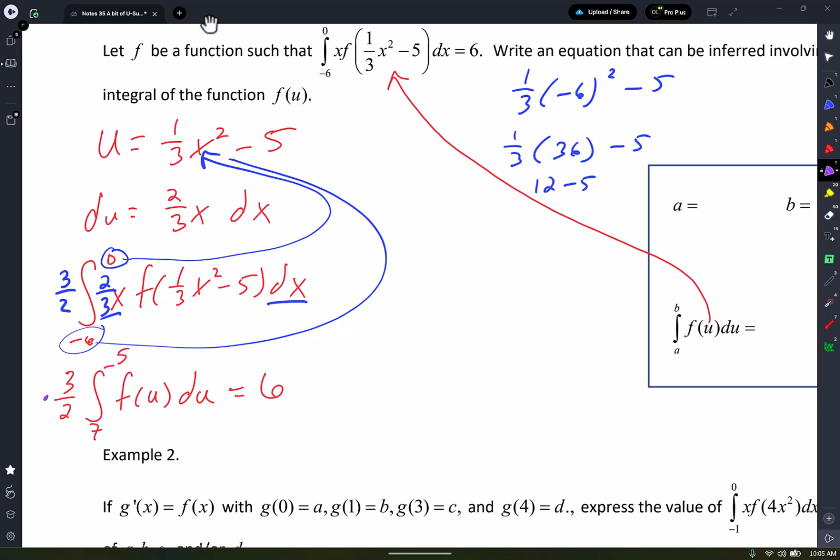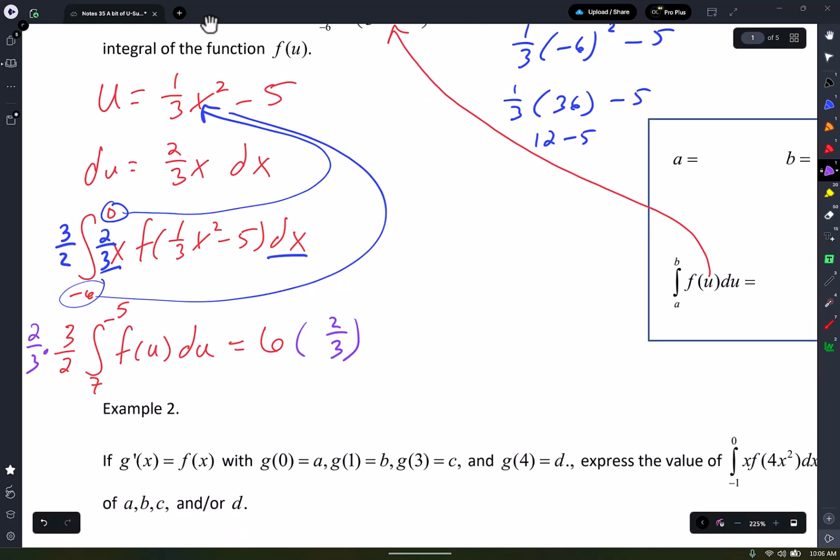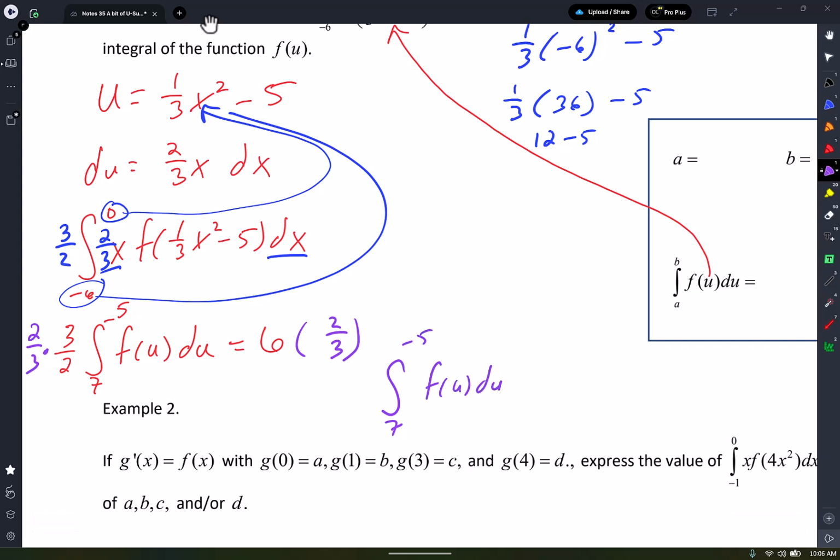I want f of u. I want the integral from a to b of f of u du by itself. So all I've got to do is get rid of this 3/2. So I do that by going, and whatever I do to one side, I do to the other. So here's what I finally get. I get the integral from, not negative, but just 7 to -5 of f of u du equals, let's see, 3 goes into 6 twice, and 2 times 2 is 4. So there it is.